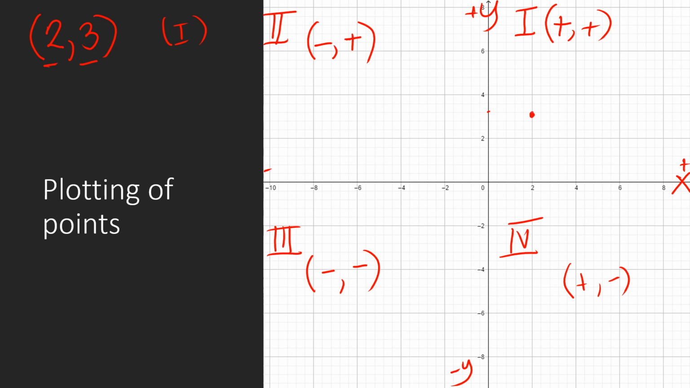This is your x-axis, this is your y. So remember, this is your x, this is your y. So this is our point 2, 3. Another example, if I ask you to plot, let's say 0, 5. So 0 is in the middle, then your y, which is positive 5, is here. So here's your 0, 5.